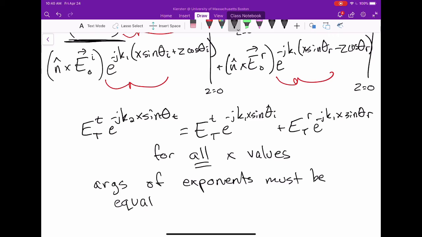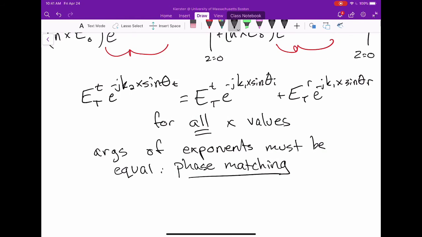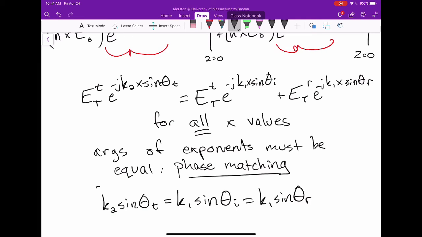Now, this condition is called phase matching. And this is the reason why Snell's law, as you learned it in your physics classes, is actually true. Because what we have is that k2 sine theta t has to be equal to k1 sine theta i, which also has to be equal to k1 sine theta r. All these things have to equal each other.